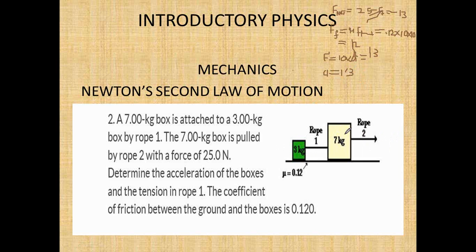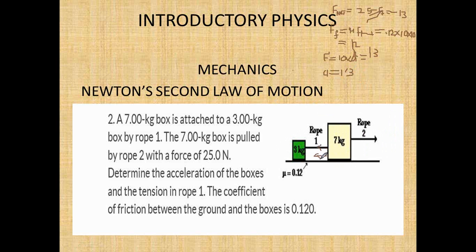So the forward force, 25, is going to be pulling the big box, but the tension in this rope is going to pull the box in the opposite direction. So the tension is going to be opposite to the force. Okay? So the force going in this direction is going to be the tension in the rope plus the friction caused by the big box. So there are two forces going to the left.